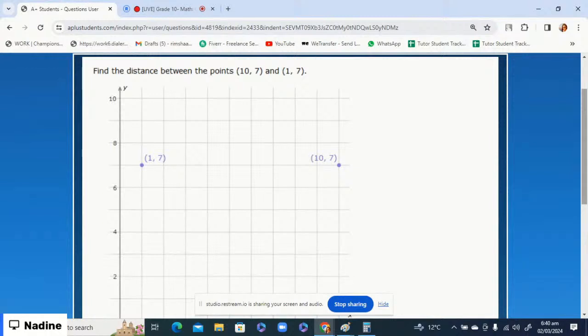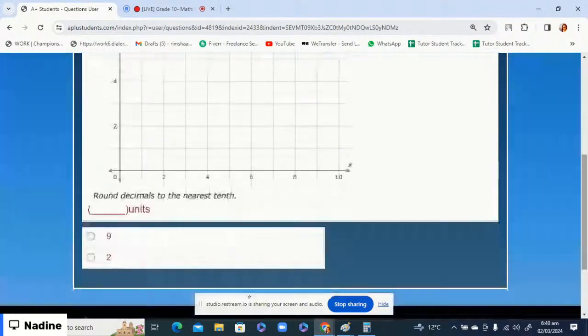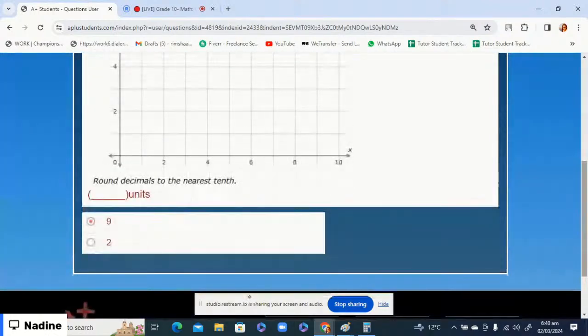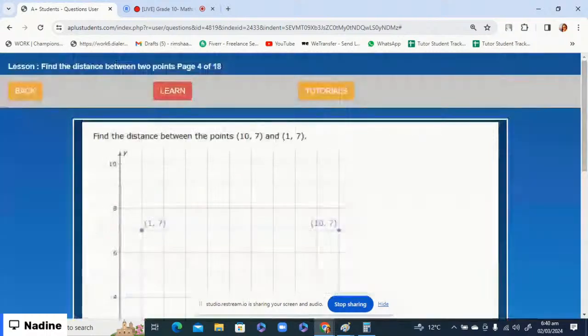So when you are going to choose this one, 10 minus 1, this is 9. And what is the absolute value for 9? This is positive 9. So is there any 9 here? Yes, it's here. Let's click for that one.